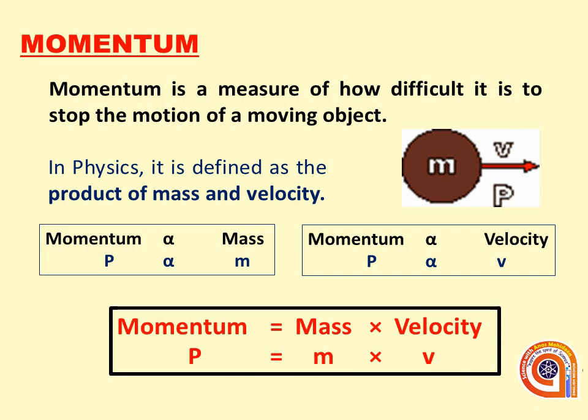M is measured in kg, kilograms, and velocity is measured in ms^-1, meters per second. Both together, kg ms^-1. Earlier, force was kg ms^-2, and here it is kg ms^-1. Both force and momentum are said to be vector quantities because they have a magnitude as well as a definite direction.